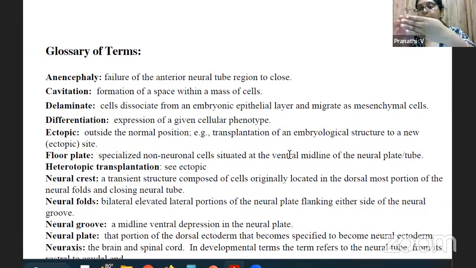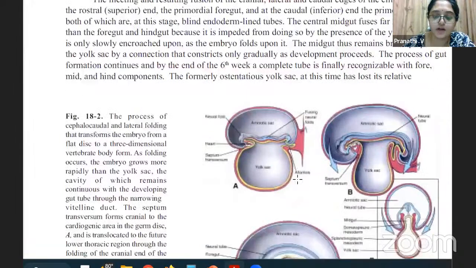Okay. And when it comes to the endoderm and its derivatives, you can see that in the endoderm you have the formation of different kinds of accessory organs such as the liver and the lungs.